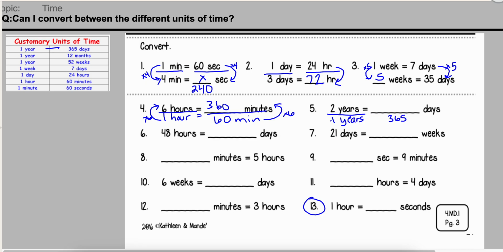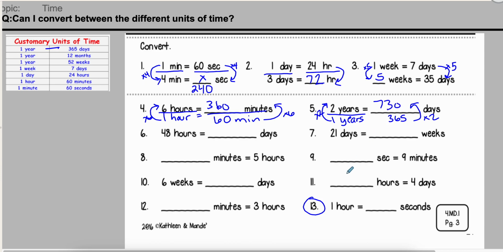So how did I go from a 1 to a 2? Well, 1 times 2 would get me up here. So that means I need to take this same thing and multiply it by 2. When I multiply that, I get 730 days is the same as 2 years.